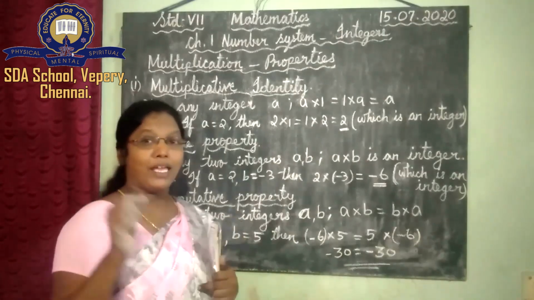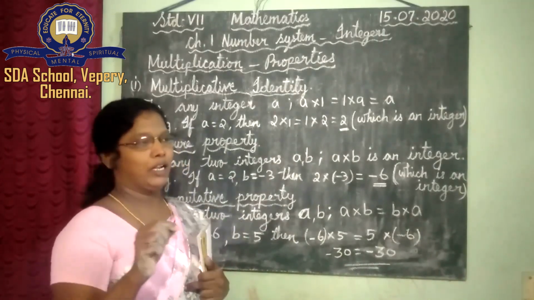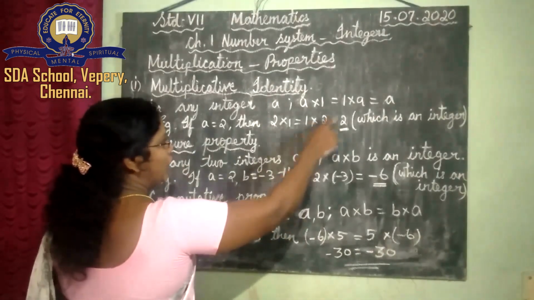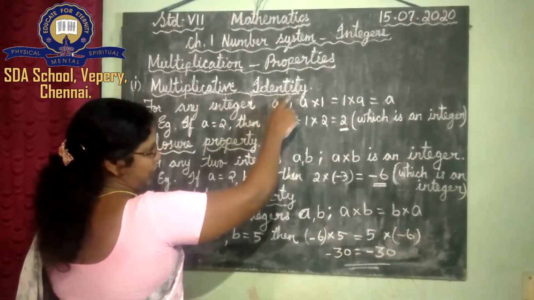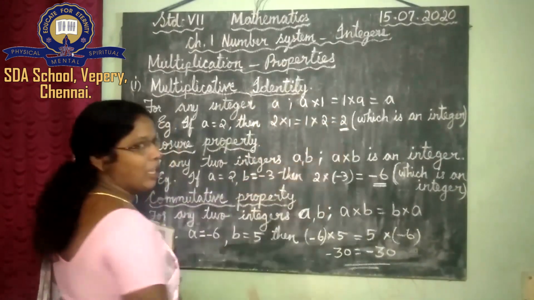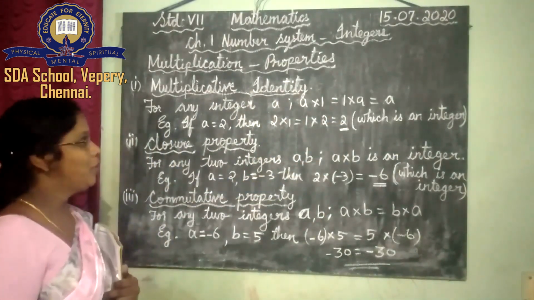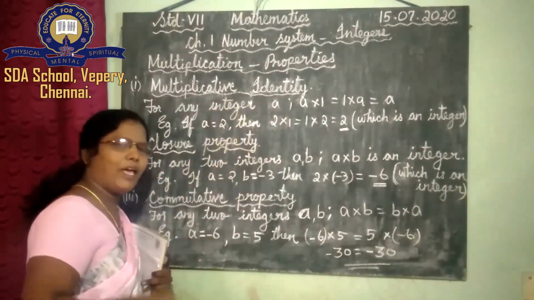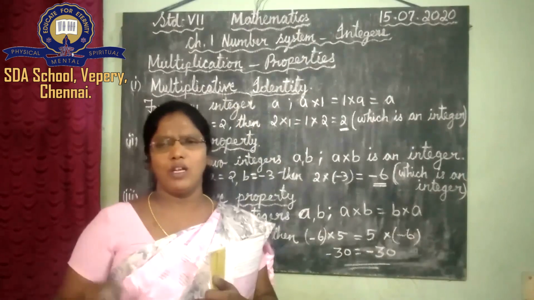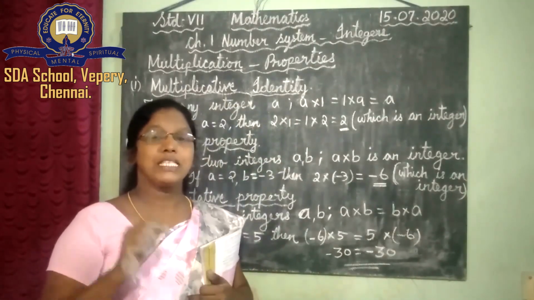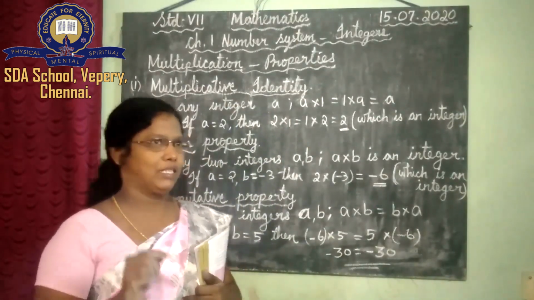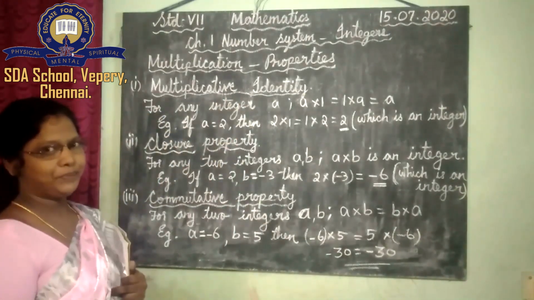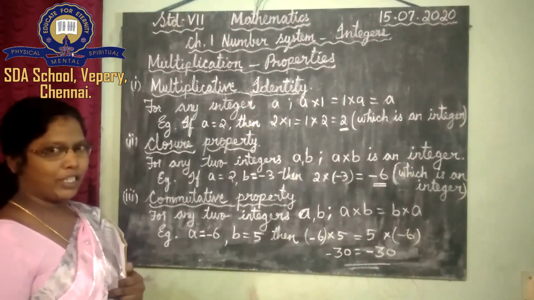When we multiply any integer by 1, it gives the same number as answer, that is called multiplicative identity, where 2 is also an integer. Understood children? Once again let me repeat. Multiplicative identity means when we multiply any number, either bigger or smaller, it gives the same number as answer. It is called multiplicative identity. Understood? Shall we go to the second one?